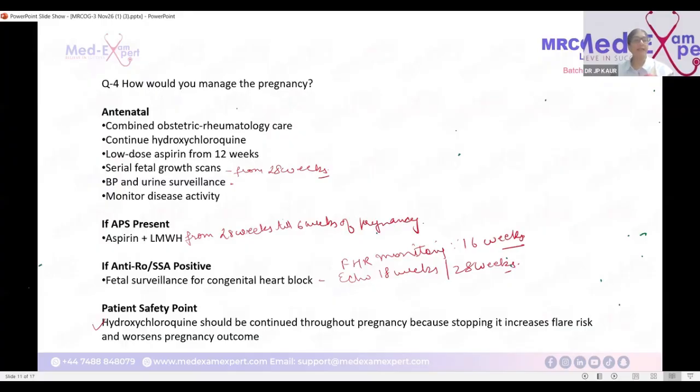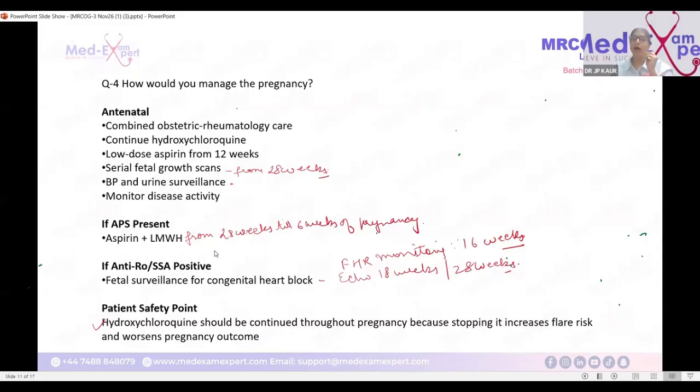How would you manage the pregnancy? Combined obstetric rheumatological care, continue hydroxychloroquine, low dose aspirin, and from 12 weeks, serial fetal growth scan. It is always being done by 28 weeks, but if there is anti-Ro, anti-La, then fetal heart rate monitoring will be started from 16 weeks, right? Blood pressure and urine surveillance, monitor the disease activity. If antiphospholipid antibodies are present, low molecular weight heparin and aspirin.